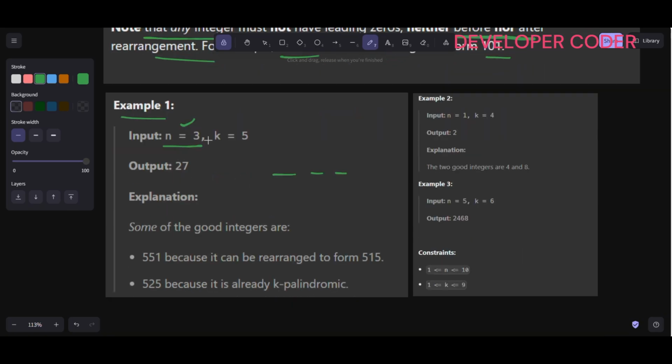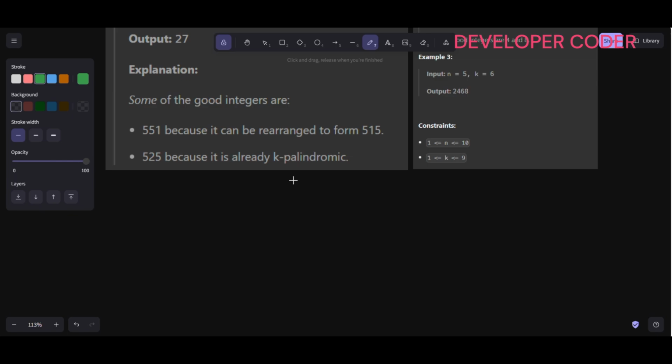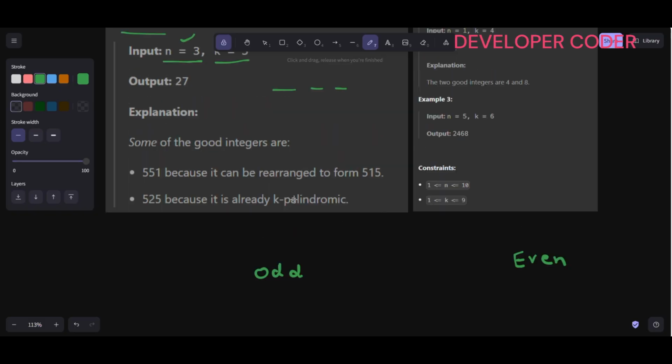Here n is equal to 3 and k is equal to 5. So first, palindromes. What are palindromes? You already know the definition. Let's consider two cases: odd length palindromes and even length palindromes. If I say n is equal to 3, that simply means odd size, right? n is equal to 3.